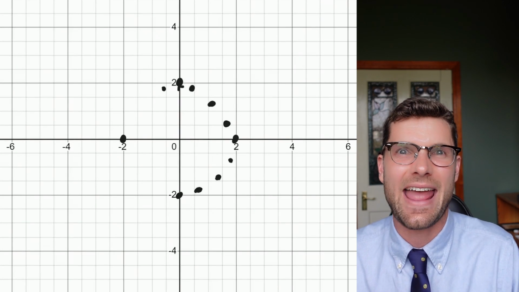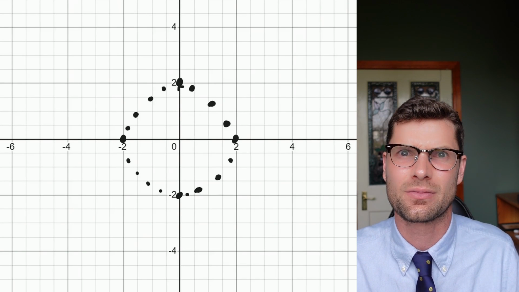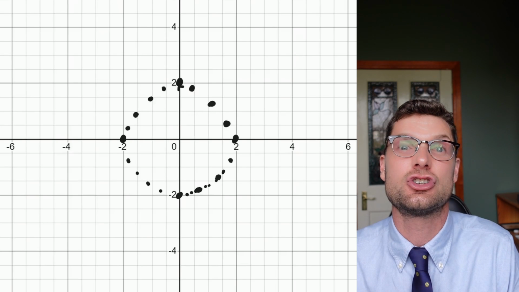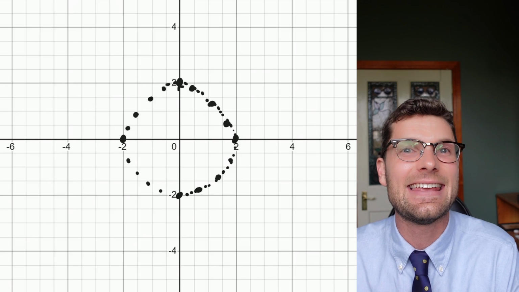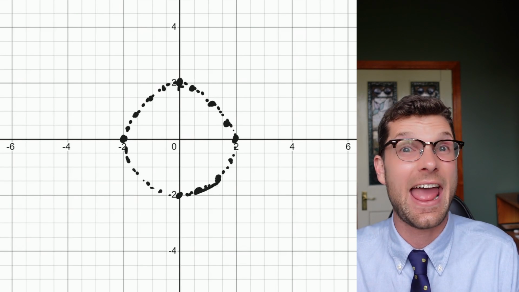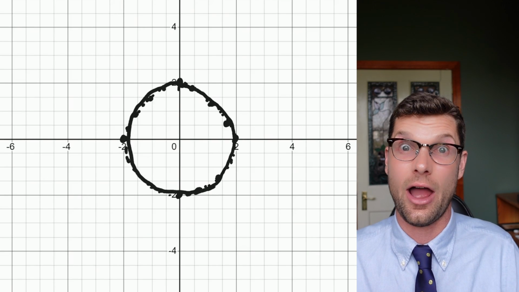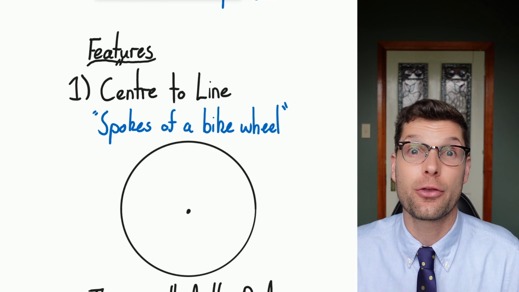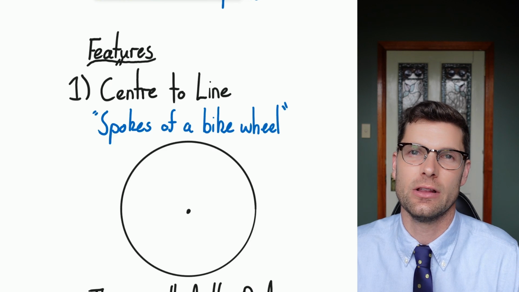The more points that I add in, you can see it's starting to look more and more like a circle. So eventually I would add in so many dots that you wouldn't even be able to see any gap in between them. So it would just look like a solid line. And that is how these points that we've been talking about relate to a solid line in the shape of a circle. So there are 3 features that we're going to focus on in this lesson about the circle that make it really important.